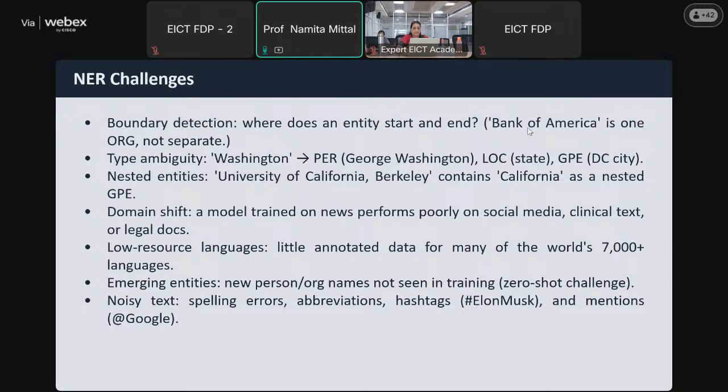Noisy text: spelling errors, abbreviations, hashtags, and mentions. Then, hashtag Elon Musk: is the hashtag to be removed or not to be removed, right? So that may create a problem. Hashtag.